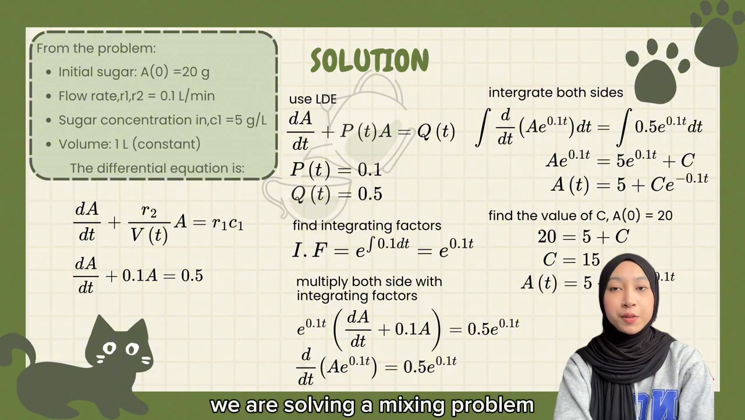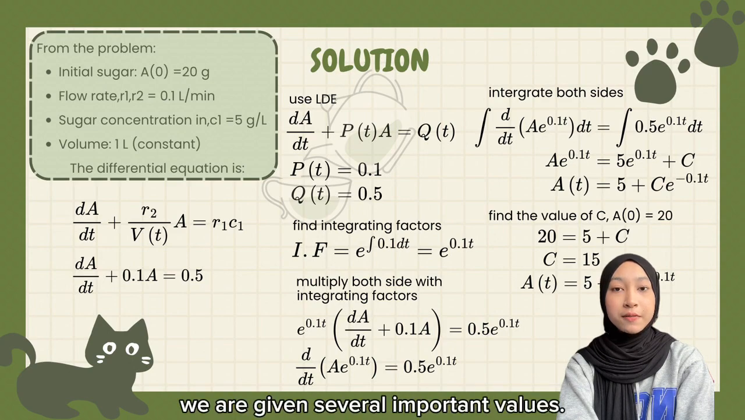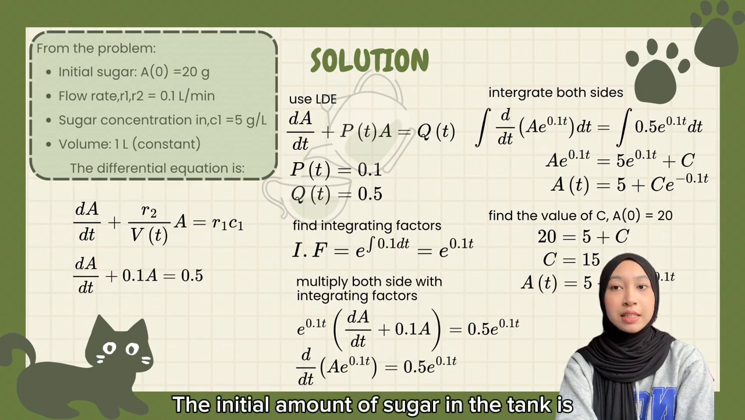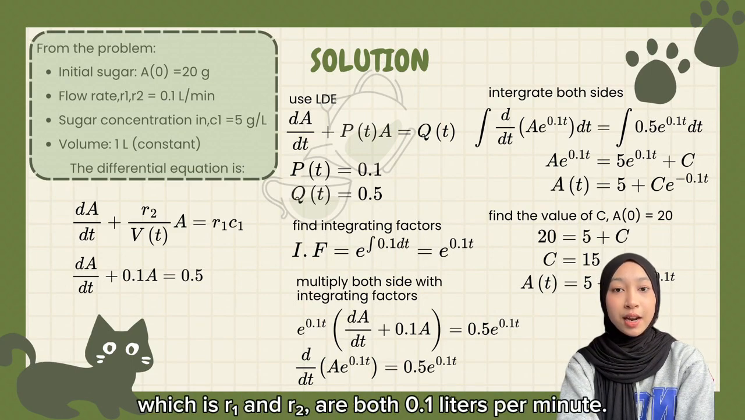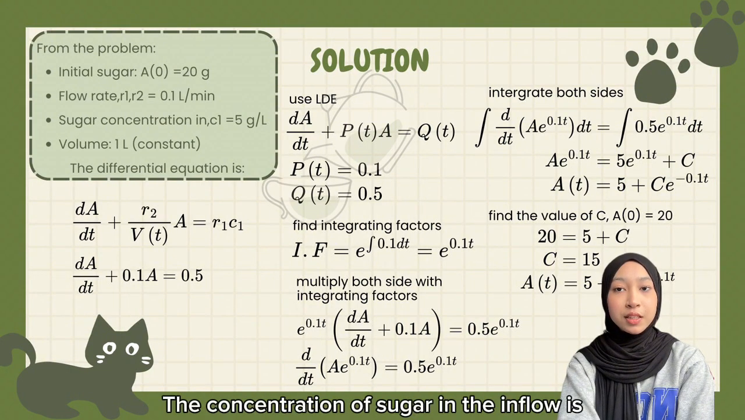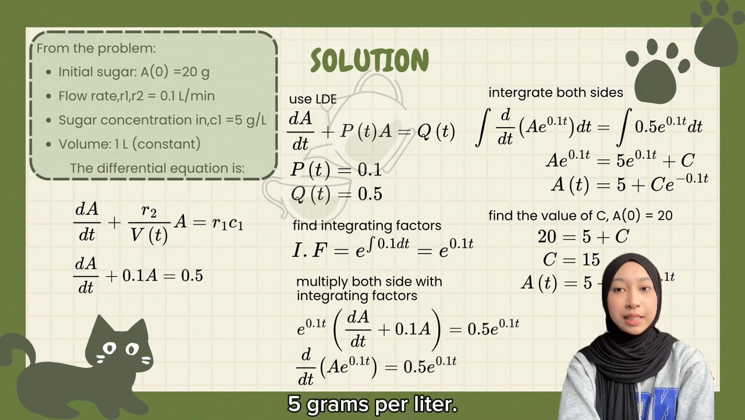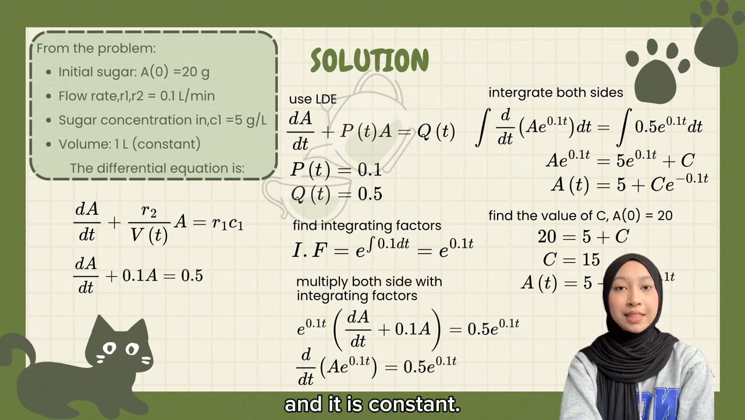For this part, we are solving a mixing problem using a linear differential equation, LDE. First, from the problem, we are given several important values. The initial amount of sugar in the tank is A0 equal to 20 grams. The inflow rate and outflow rate, R1 and R2, are both 0.1 liter per minute. The concentration of sugar in the inflow is 5 grams per liter. This is C1. The volume of the solution is 1 liter and it is constant.